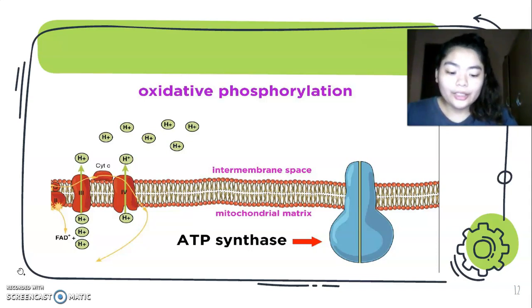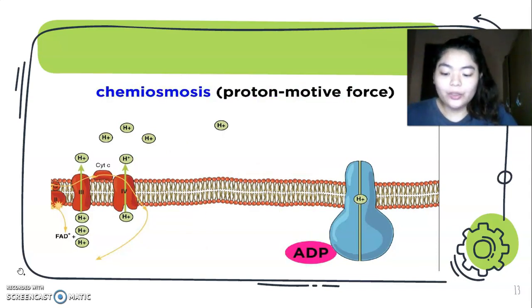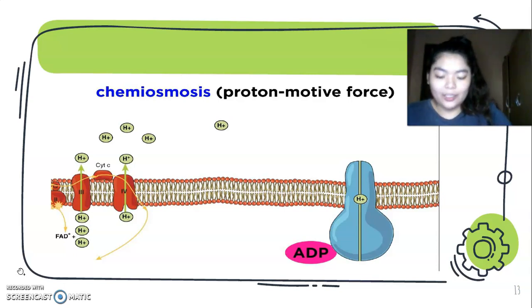Because the proton concentration becomes greater in the intermembrane space than inside the mitochondrial matrix, the protons will spontaneously move with the proton gradient to re-enter the mitochondrial matrix, and the only route available is through ATP synthase. This process is called chemiosmosis. And because the gradient is able to do work through chemiosmosis, we also call this the proton motive force. And it is these protons that power ATP synthase in phosphorylating ADP to generate ATP.